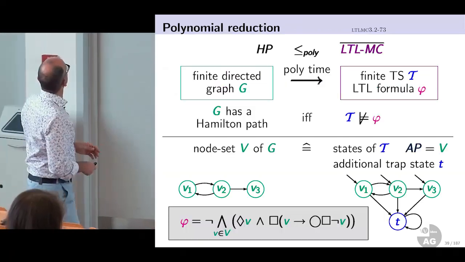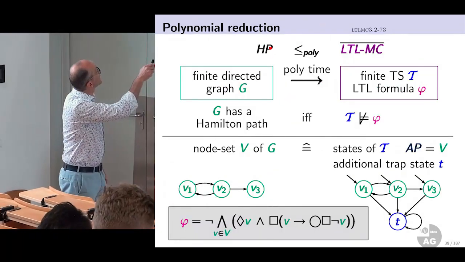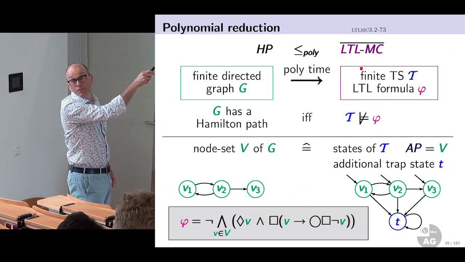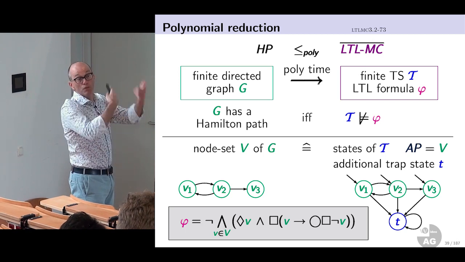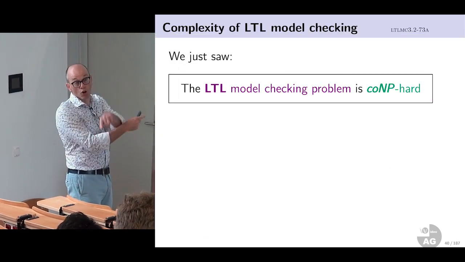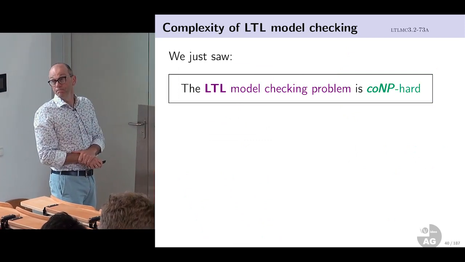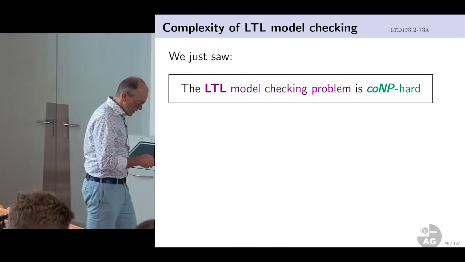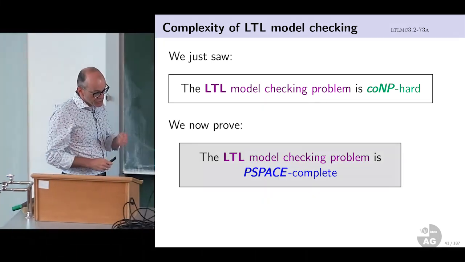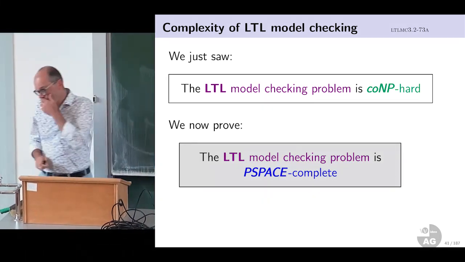Yeah, again, we have proven this. This is NP complete. Now, by this polynomial reduction, we have proven that this is NP hard. This is the complement of the LTL model checking problem. So the LTL model checking problem is co-NP hard. Okay? Good. Now we're going to prove that the whole model checking problem is PSPACE complete.